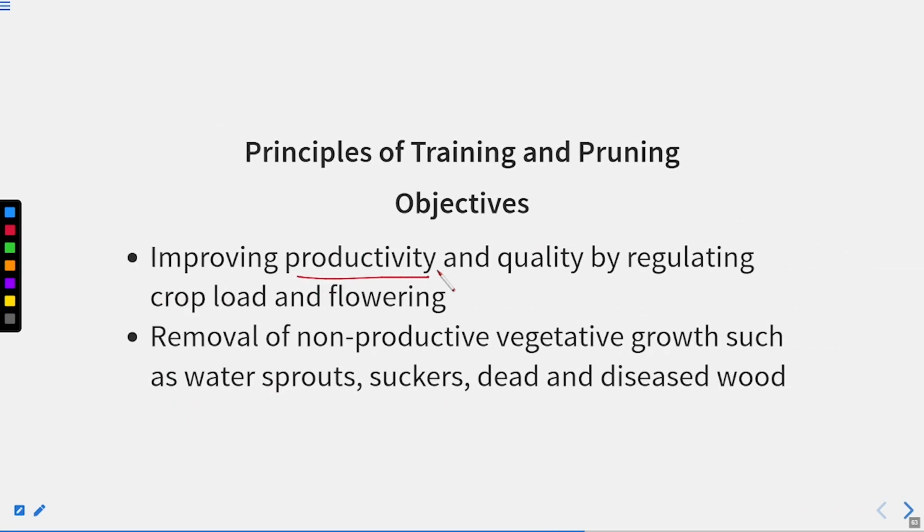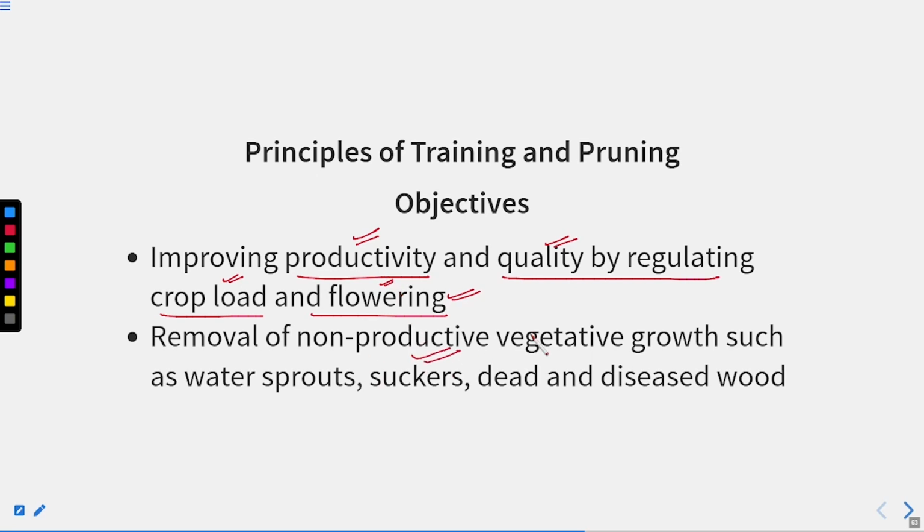Improving productivity and quality by regulating the crop load and flowering. So we are having flowers, then flowers get pollinated, then there will be a setup of fruit, right? So the productivity and the quality by regulating the crop load and flowering. So we can cut some of the flowers so that the plant can have a proper load.